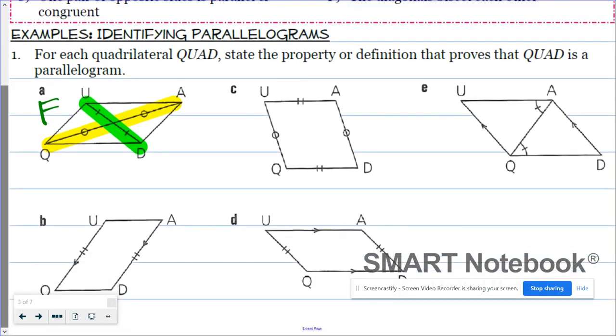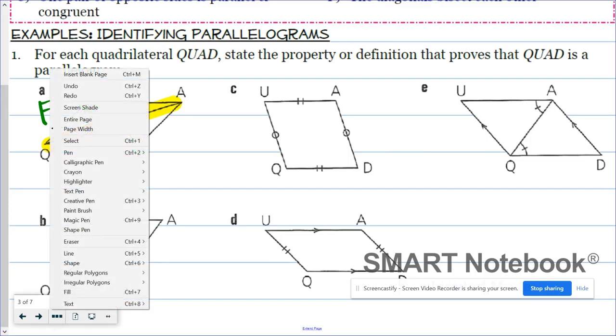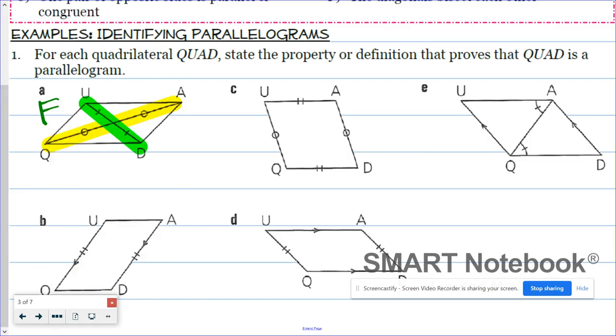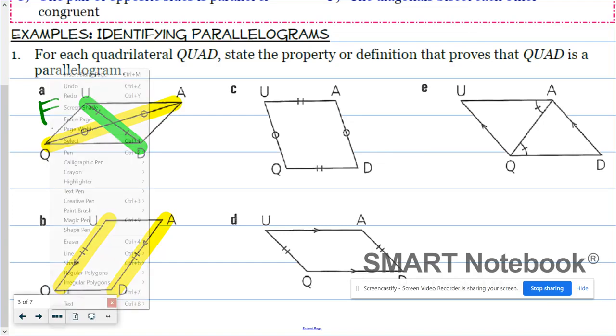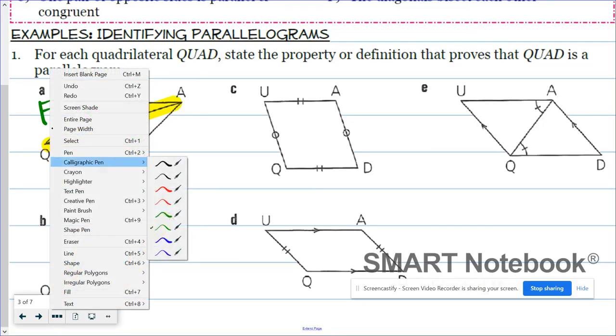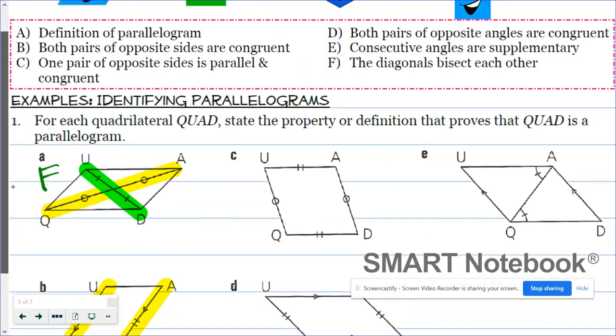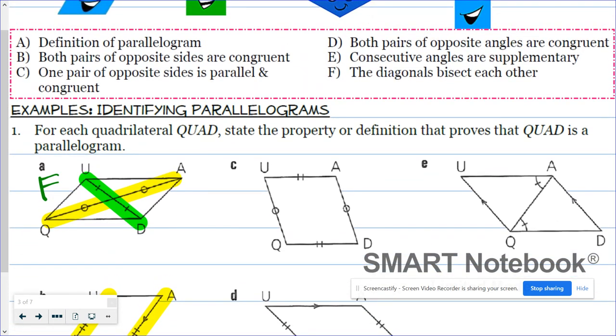When I look at quadrilateral B, I see the markings on these 2 sides. Okay, and those markings are telling me 2 things. The tick marks are telling me the 2 sides are congruent. The arrows are telling me the 2 sides are parallel. So this is definitely a parallelogram because one pair of opposite sides is parallel and congruent.